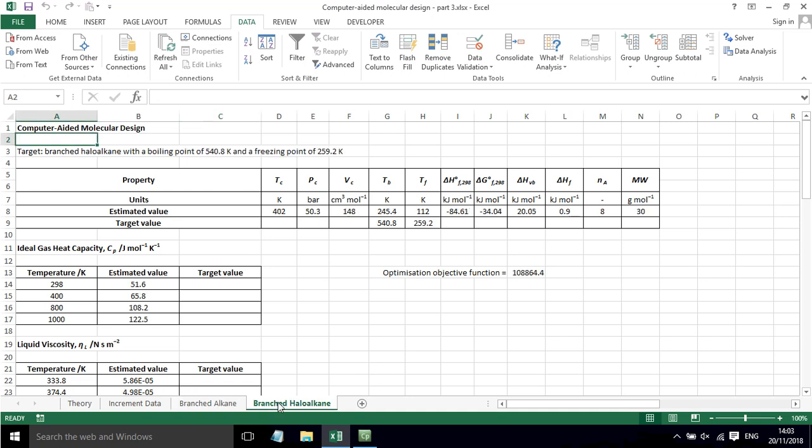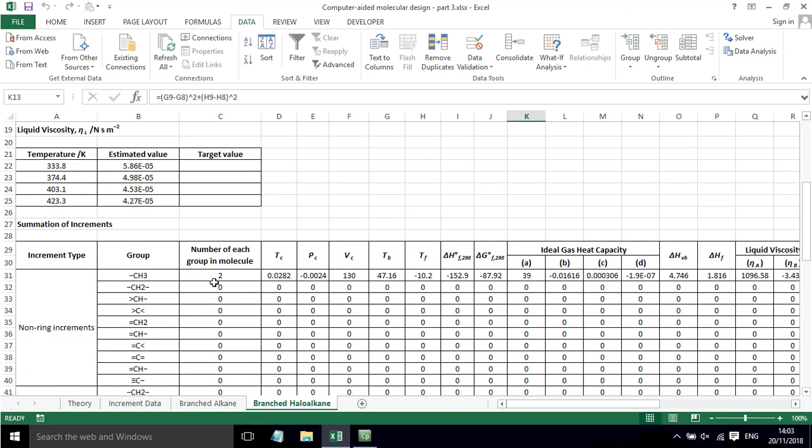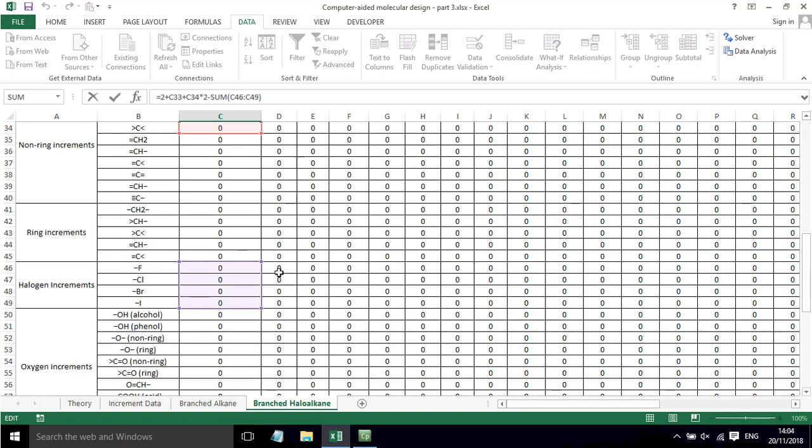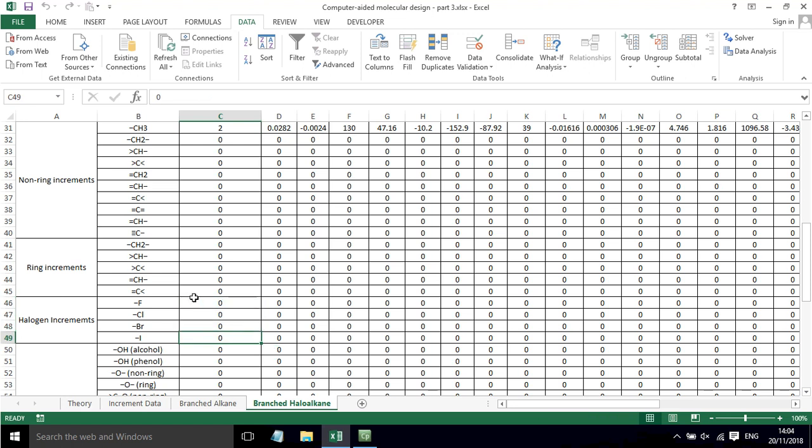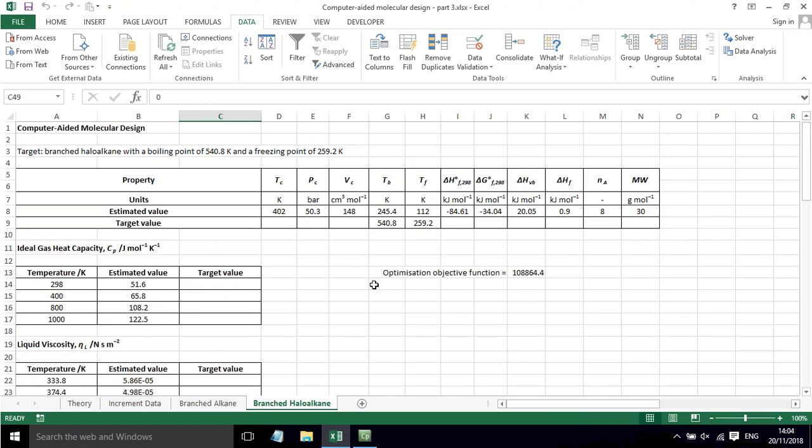We can also do this for haloalkanes. This time we've got 2 constraints, 2 target properties. So we want a boiling point of 540.8 and a freezing point of 259.2. So this is a branched haloalkane. The objective function is to minimise the differences between those two. And this time the number of methyl groups again depends on the number of CH and C groups, but we're subtracting the number of halo groups present.